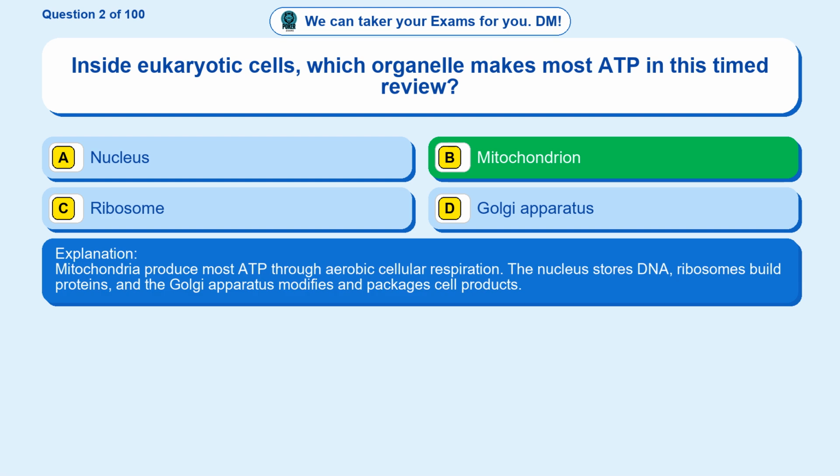Mitochondria produce most ATP through aerobic cellular respiration. The nucleus stores DNA, ribosomes build proteins, and the Golgi apparatus modifies and packages cell products.